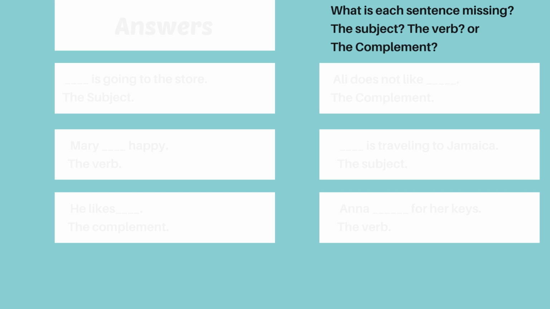He likes surfing. He likes what? He likes surfing. So the complement is missing. Anna is looking for her keys. The verb is missing. What is Anna doing? What is the action? Anna is looking for her keys. The verb is missing from this sentence.